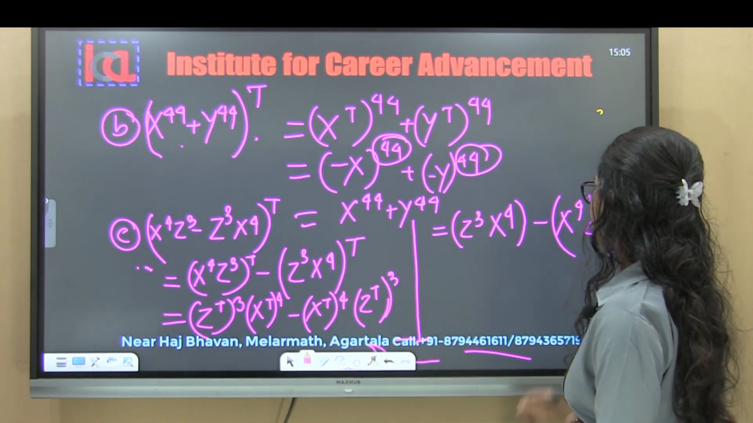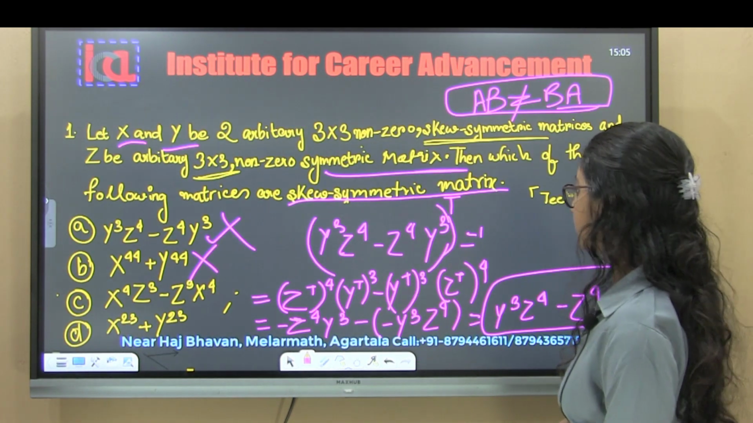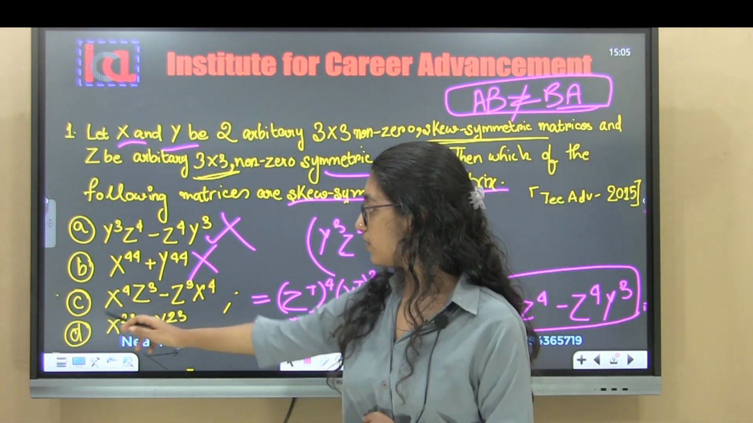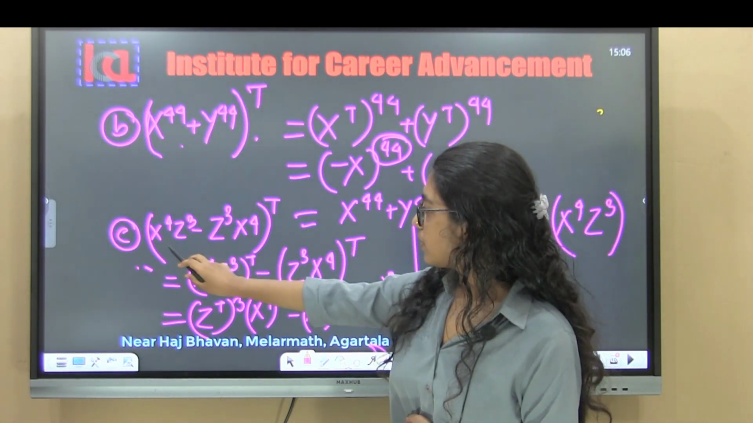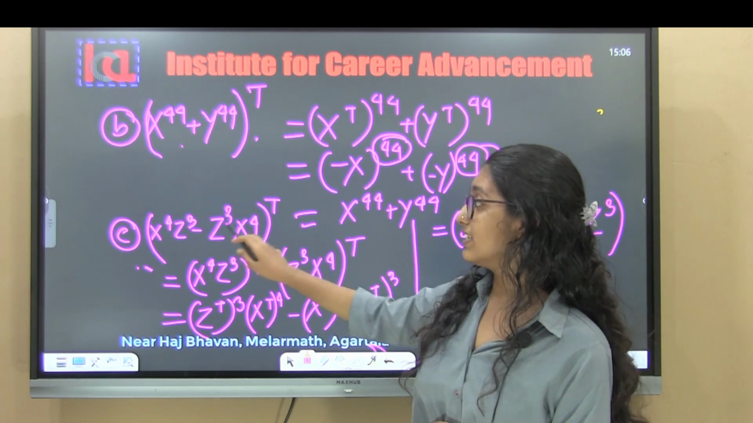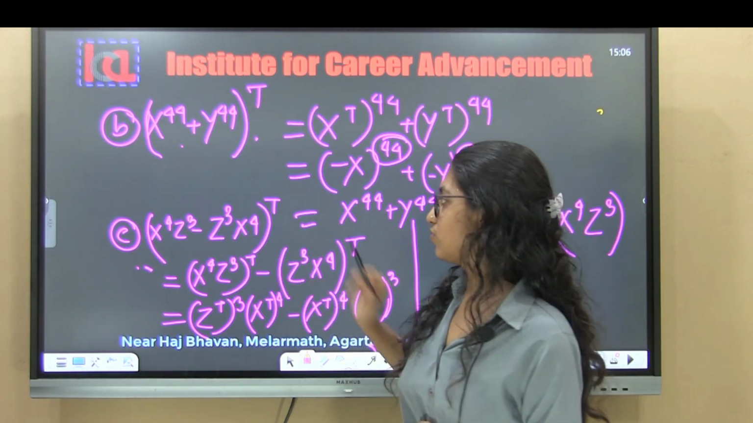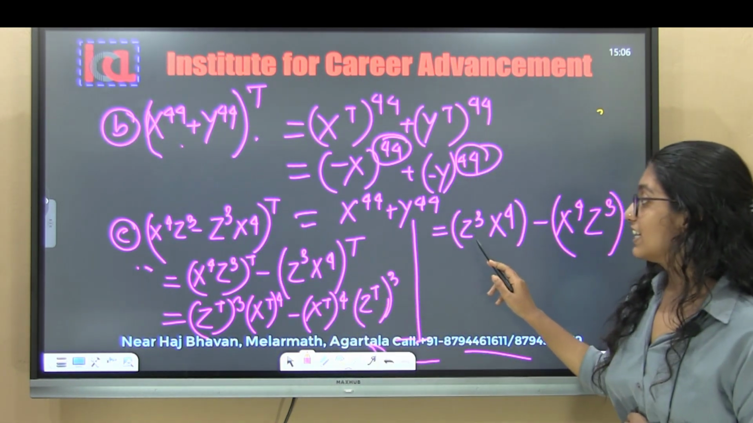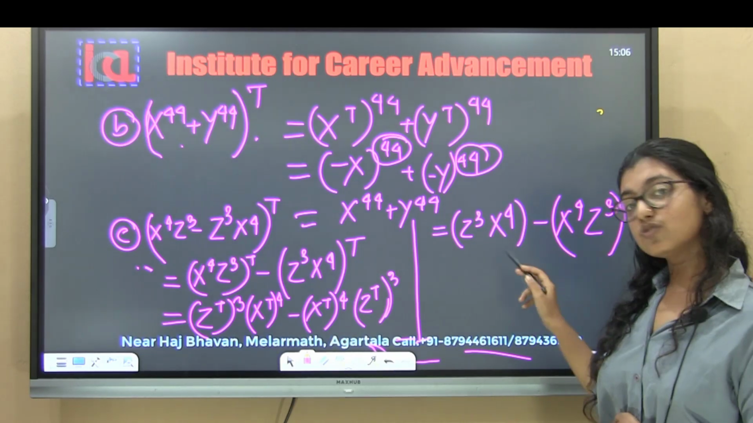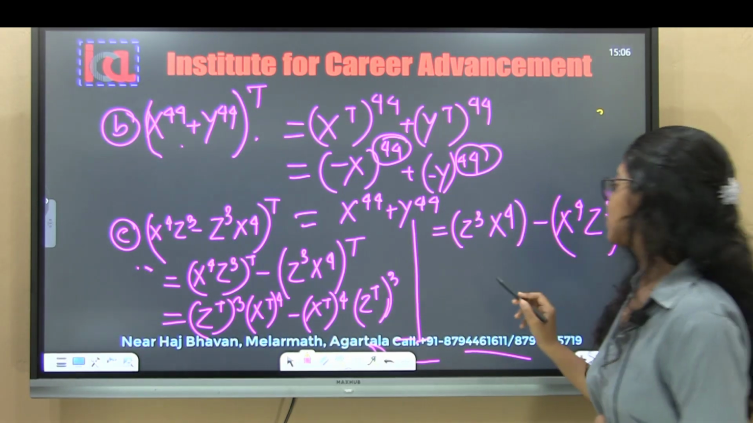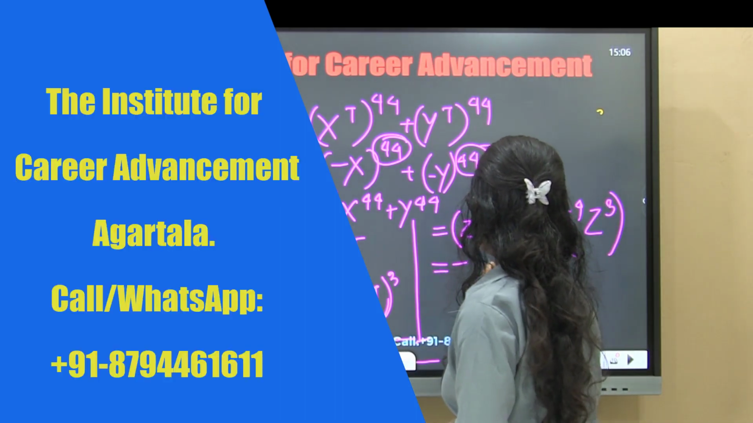Here Z is a symmetric matrix, so it will be written as it is. Now just look at the question given: x to the power 4 z cube minus z cube into x to the power 4, and what is provided is z cube into x to the power 4 minus x to the power 4 into z cube. So we can write it as this.